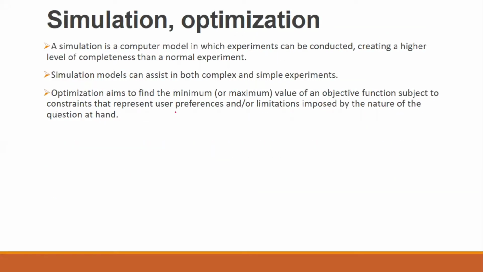Then next is simulation. A simulation is a computer model in which experiments are conducted, creating a higher level of completeness than the normal experiment. That is simulation, and simulation models can assist in both complex as well as simple experiments. Next is optimization. Optimization aims to find the minimum or maximum value of an objective function subject to constraints that represent user preferences and or limitations imposed by the nature of the question at hand.